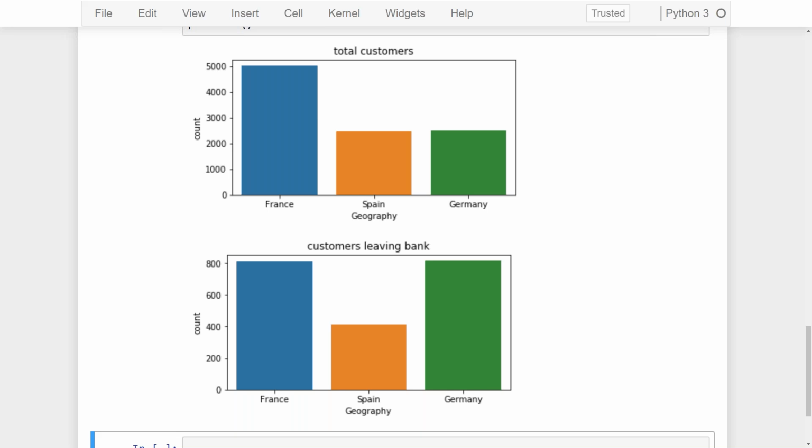Spain has no effect. In fact, France also has no effect. If you compare, the ratio of France and Spain is the same, but the ratio of only Germany is high. Sorry, France has 5,000 customers and 800 are leaving. Spain had 2,500 customers and 400 are leaving, same rate. But Germany had only 2,500 customers and out of them 800 have left the bank. That means, can we say Germany had a higher dropping rate compared to the other two countries, right?